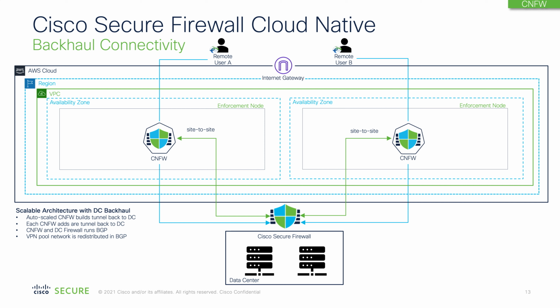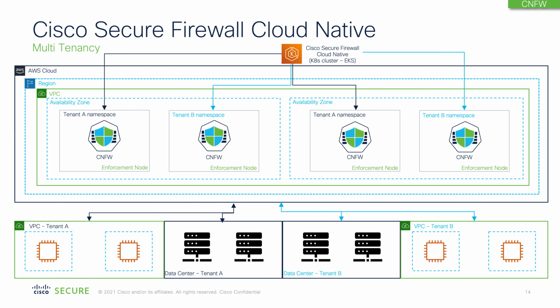So all the automation and orchestration with a new device is done natively by this architecture, and you don't have to worry about adding routes. You don't have to worry about adding VPN configuration. You just need to put everything in your YAML configuration, deploy it, and once it is deployed, the newly instantiated CNFW or enforcement point will automatically pick up that configuration.